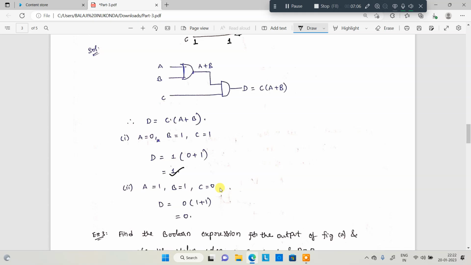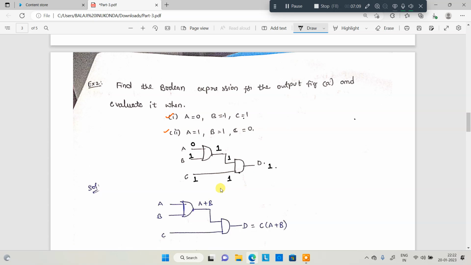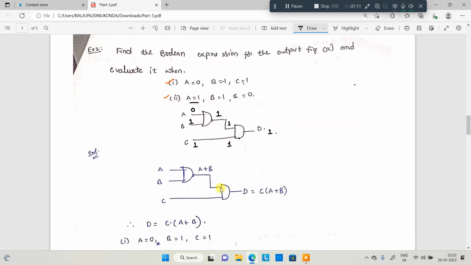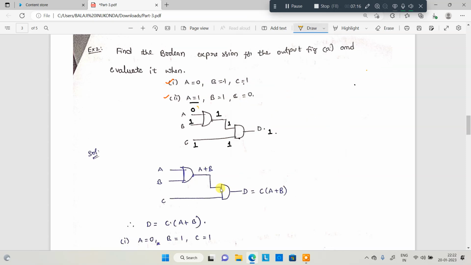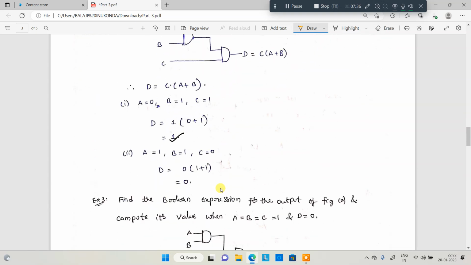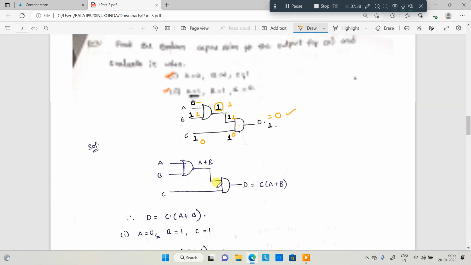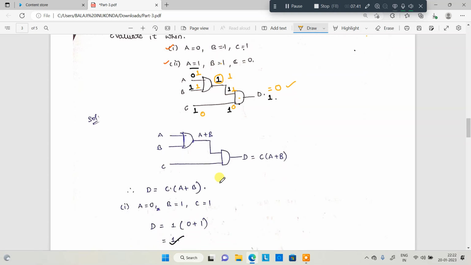Clear? So the first bit is 1. Next, coming to the second bit. In the second bit, it is 1, right? So let me take another color. B is 1. It is an OR gate, right? 1 plus 1 also is 1. It is an AND gate, right? Here it is 0, and here 1. 0 and 1, AND gate, 0. So what is the answer? 0. So you will get 0. This is the way you need to analyze the circuits.